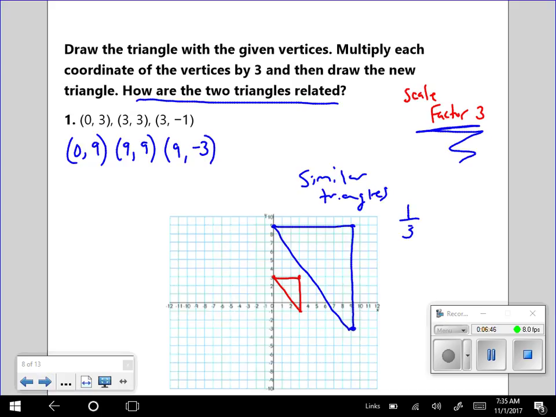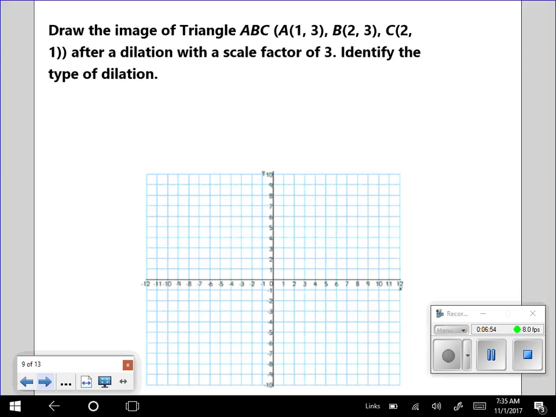Okay, so make sure you have this one drawn on a graph piece of paper with the new coordinates written. Okay, let's try this one together. It says, draw the image of a triangle ABC after a dilation with a scale factor of 3. So again, we're using 3. So our scale factor is 3. So we have 1, 3. That's A. 2, 3. That's B. And 2, 1. A little small triangle there.